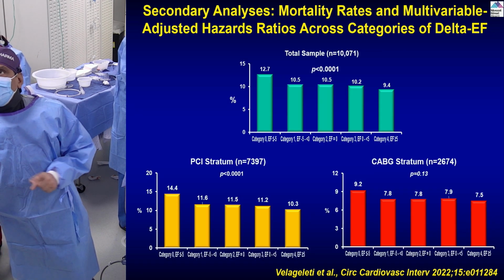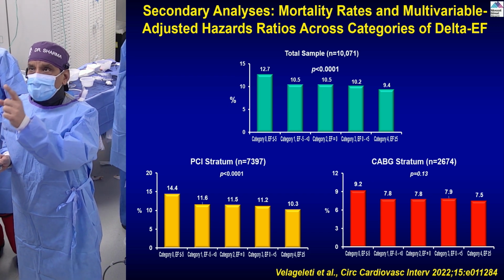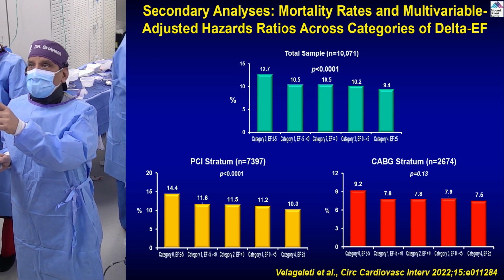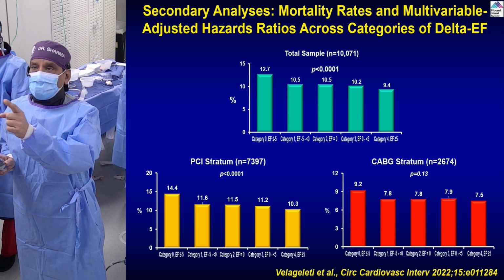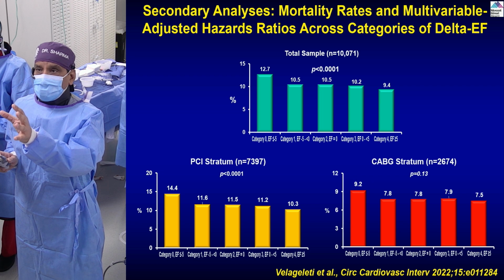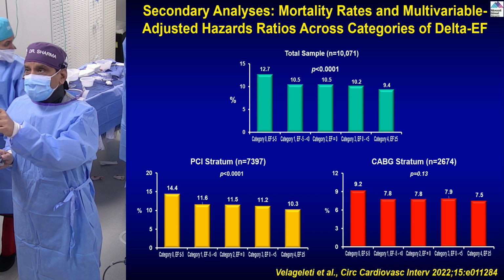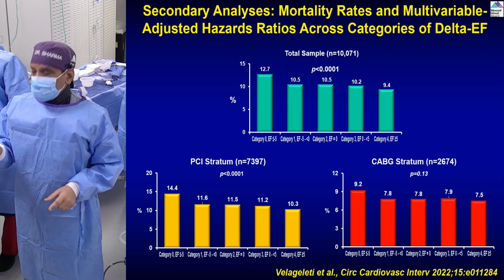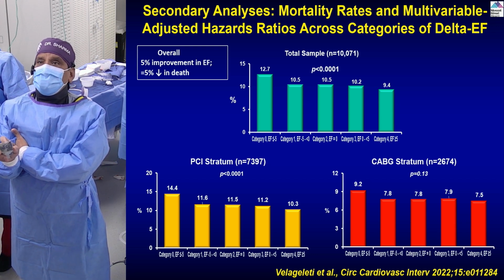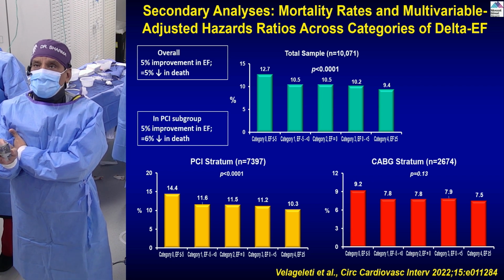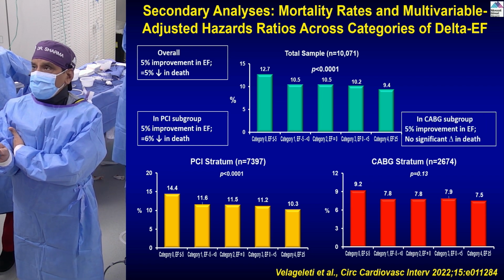So let's go to one, mortality. The overall mortality is shown here. When your EF goes up, your mortality goes down from 12.7 to 9.4. Now you take the PCI group, you can see individual increase in PCI. Going to the right side of the yellow bar, that mortality goes down compared to if EF did not increase or went down. Now in the CABG stratum, you can see there is a horizontal line. So what does it mean? Overall, 5% improvement in EF decreased death by 5%. In the PCI group, 5% improvement in EF decreased death by 6%. In the CABG group, there was no effect of delta.